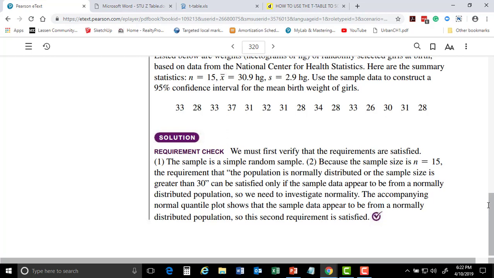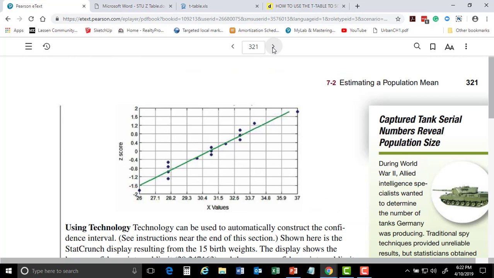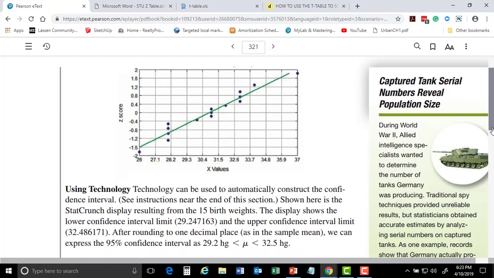So we first verify the requirements are satisfied. The sample size n is 15, right? Remember, if we were greater than 30, we could use the normal distribution because it's getting big enough that the little wider part doesn't matter anymore. I don't know if that makes sense. They're using the technology to just check to see how normal it is. It's not too normal. Okay, so we'll use the technology too. Let me just see what they've done here.